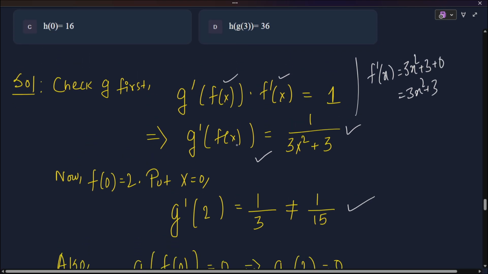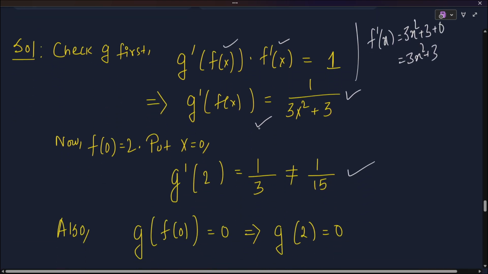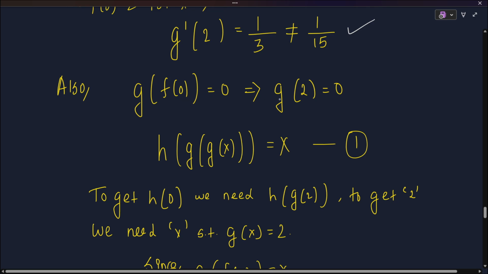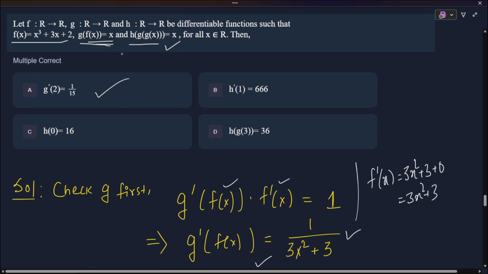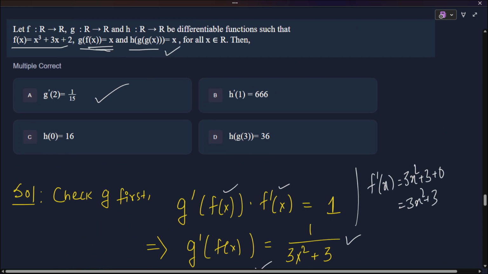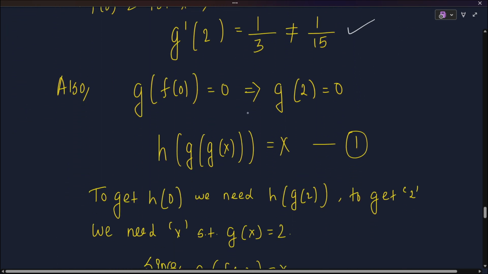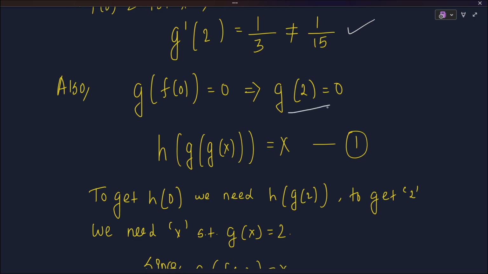Okay. Now let's try this one, I think. G of f of 0 is 0, because you can put any value of x here in this equation. G of f of x equals x, which gives you g of f of 0 is 0. And now since f of 0 by the definition of f should be 2, we also get g of 2 is 0, which is important.